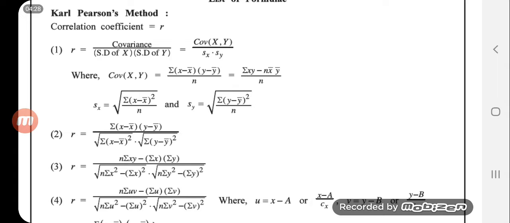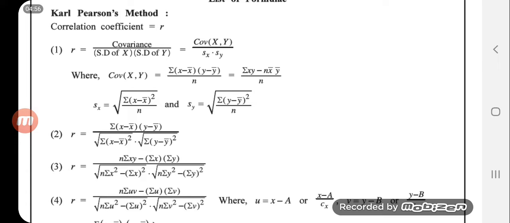Okay, standard deviation of x and standard deviation of y, the formula you have learned last year. We are starting at sx equals under root sigma x minus mean the whole square upon n, sy equals under root sigma y minus mean the whole square upon n. Our formula is r equals sigma x minus mean into y minus mean upon under root sigma x minus mean the whole square into under root sigma y minus mean the whole square. This formula we will be using when x mean and y mean are integers.